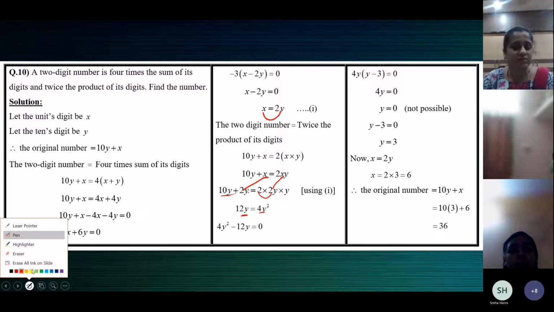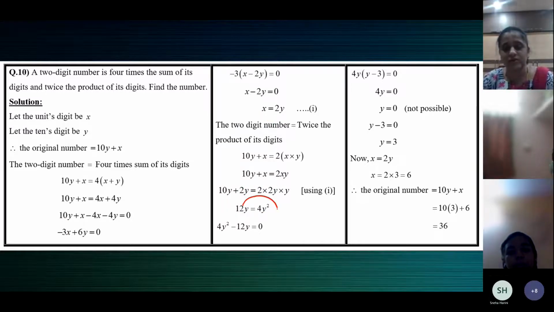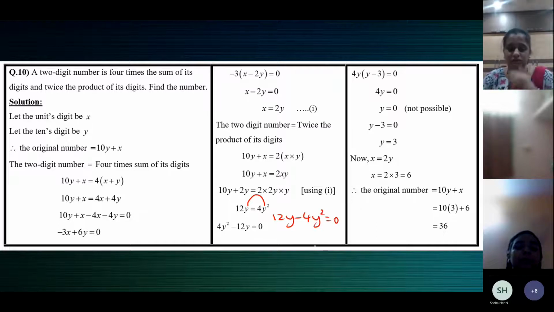So bringing all the terms to one side, we have 4y squared minus 12y is equal to 0. Transposing, 4y squared minus 12y is equal to 0. If you feel this should come here, you can do that: 12y minus 4y squared is equal to 0. Yes, you can do that also.